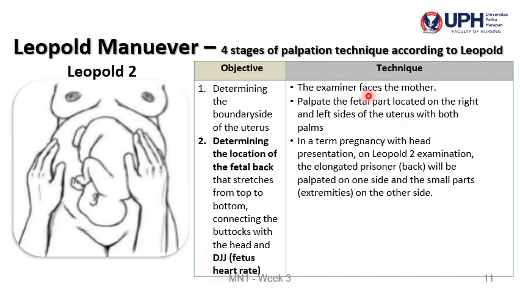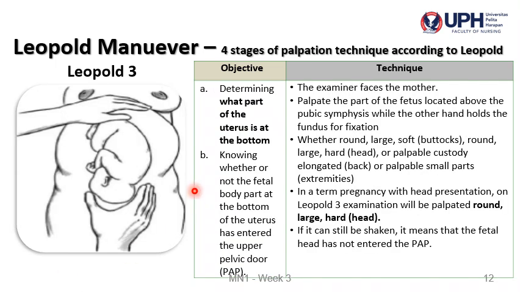So the examiner faces the mother and then palpates the fetal parts located on the right side and the left side of the uterus with both hands. If it's a term pregnancy with head presentation, then you will have the elongated part, or the back, on one side, and on the other side will be the smaller parts for the extremities.